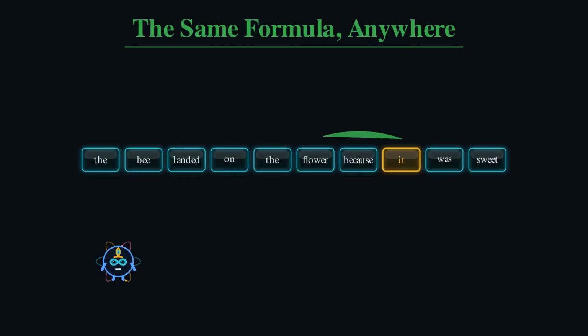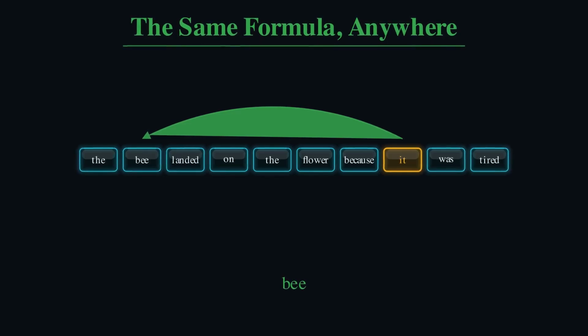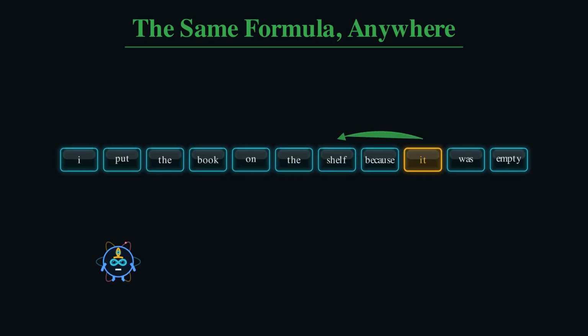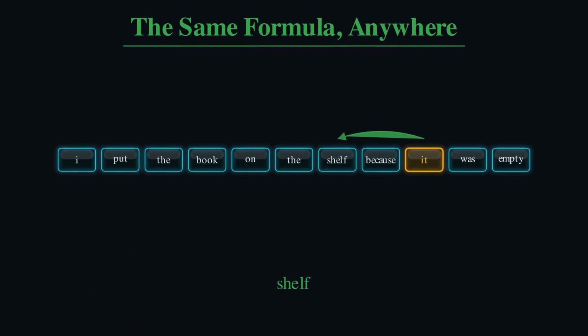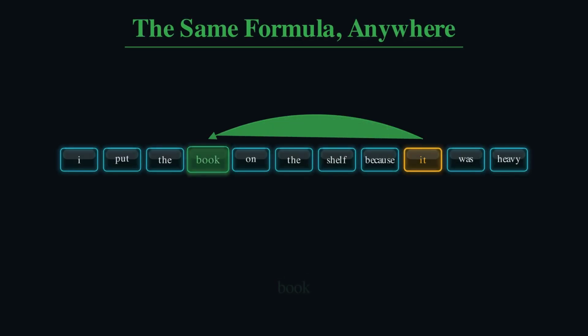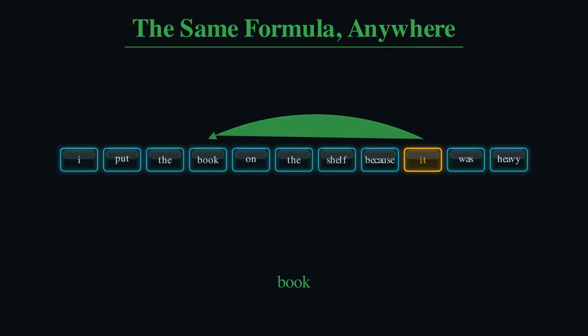The bee landed on the flower because it was sweet. Sweetness belongs to a flower, so "it" points at the flower. Change one word to "tired" and it swings to the bee. Same formula, same weights, same machinery, new answer. Another one. I put the book on the shelf because it was empty. Only a shelf can be empty. And "heavy" sends it back to the book. You are watching one equation resolve pronouns it has never seen.